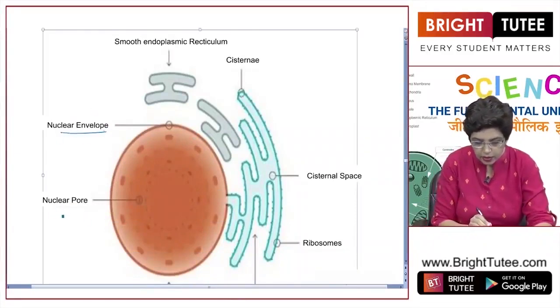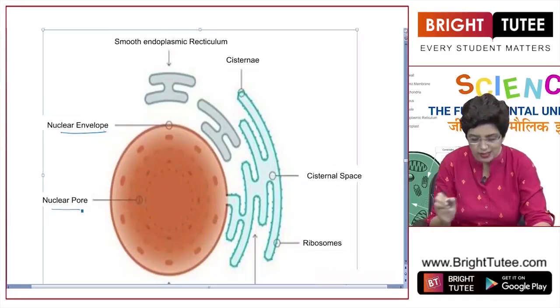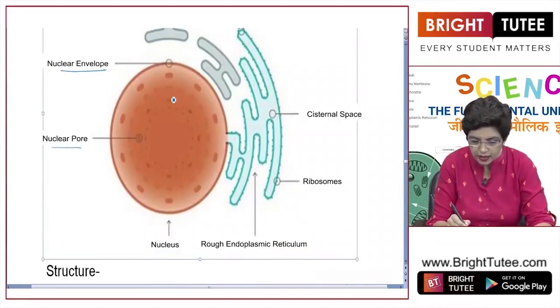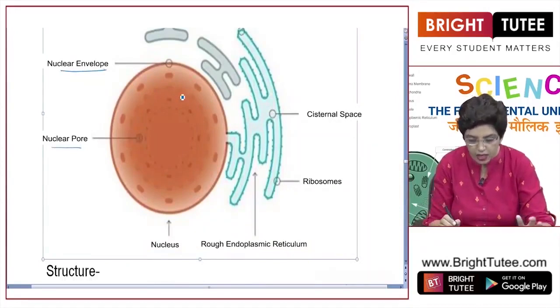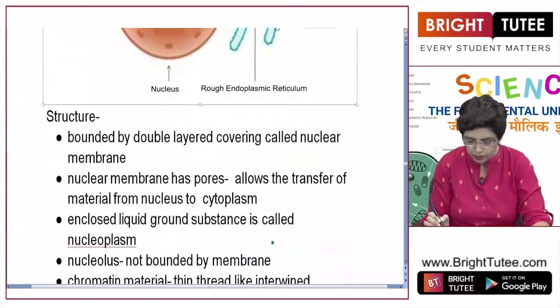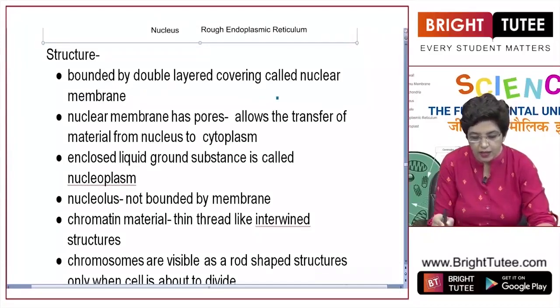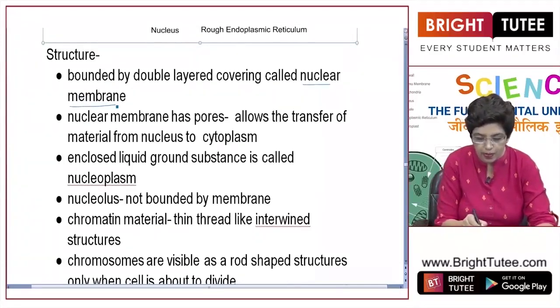Then this nuclear envelope has pores inside it, which are nuclear pores. Inside there is the nucleolus, and there are thread-like structures which are called chromosomes. The nuclear envelope is usually attached to the endoplasmic reticulum. So the structure is bounded by a double layered covering called the nuclear membrane.